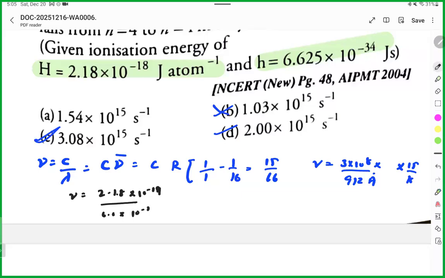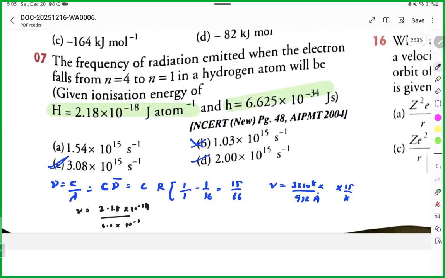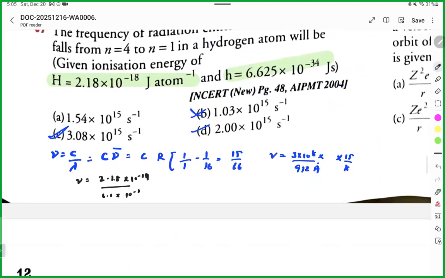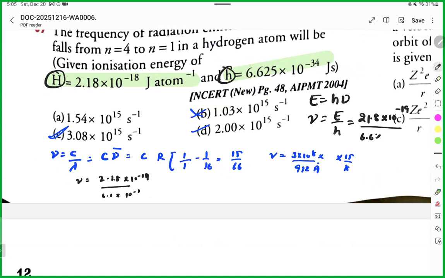Guys, you know how you could solve this question? This is the longest method. The easiest method is this: energy is given, and the value of h is given. Energy is equal to h nu, so nu is equal to E by h. Can you write 21.8 into 10 raised to power minus 19, divided by 6.6 into 10 raised to power minus 34?